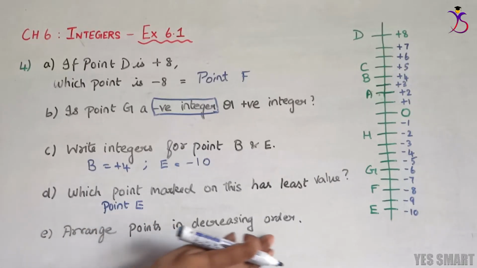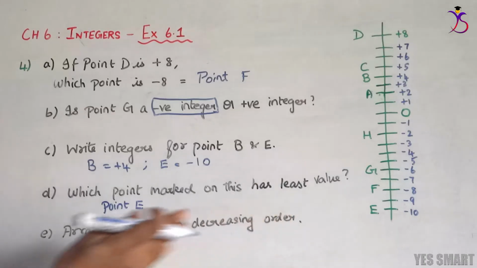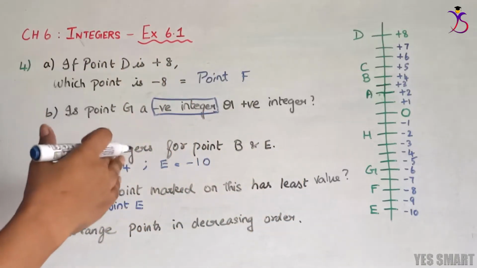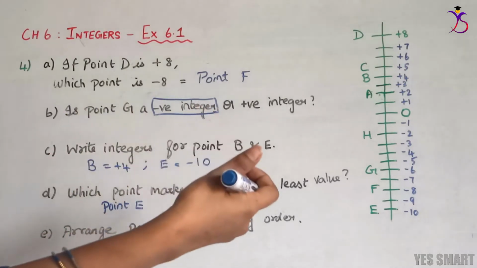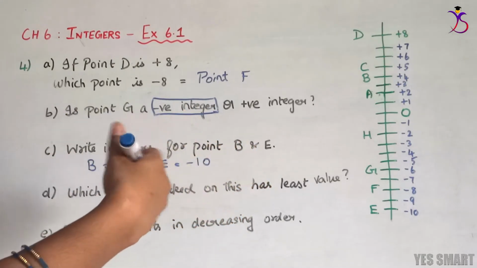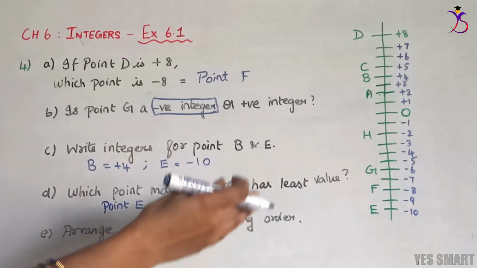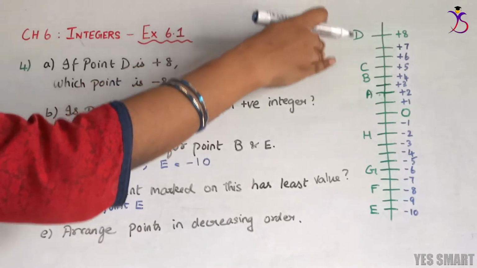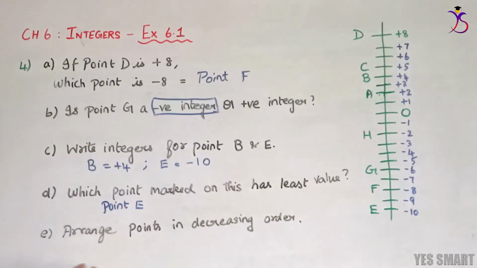Now E: arrange points in decreasing order. So we are supposed to write the points in descending order. We already knew that +8 is the greatest one, whereas -10 is the least. So the number line decreases in this top to down order, because on comparing we could see that +8 is greater than +5, +5 is greater than +4, and so on.